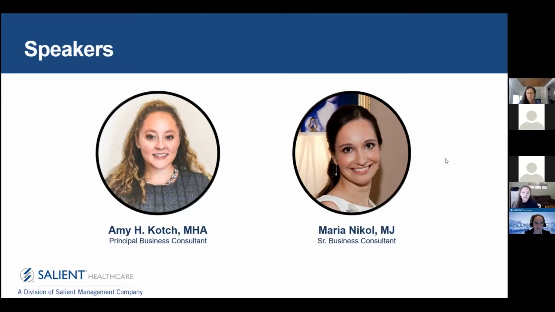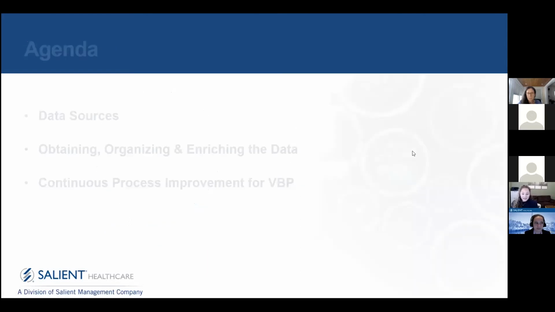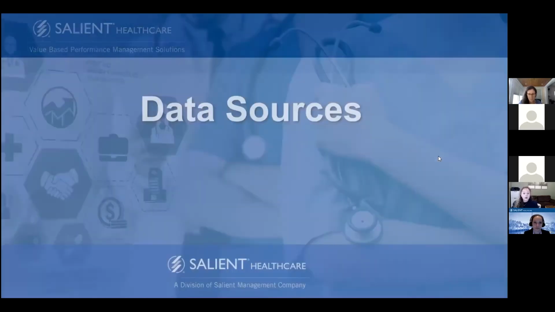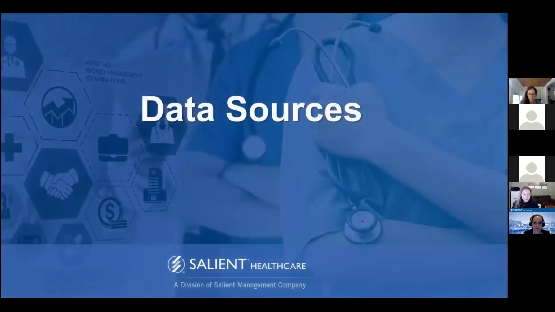So today we're going to discuss the various data sources you're going to need to obtain, and a lot of them were addressed in the previous presentation, which makes a lot of sense. Then we're going to talk about the process of obtaining that information, organizing it, enriching it, and putting it in a usable form so that you can actually do continuous process improvement, which is the foundation of the ACO model. We'll show you that through a few use cases. So we're going to start with data sources.